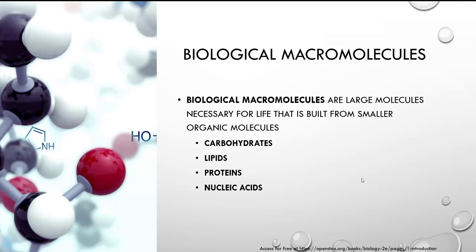Just like we learned in the last video, we have our 4 main biological macromolecules of life. Those are the large molecules that are necessary for life. And of course, these 4 main biological macromolecules, the carbs, the lipids, the proteins, and nucleic acids, are built off of smaller subunits. So we're going to learn how they're built.